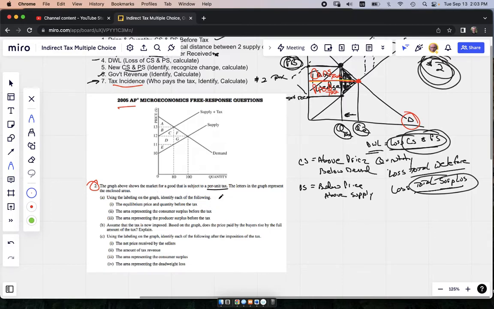The graph above shows the market for a good that is subject to a per-unit tax. The letters in the graph are the areas. Use the labeling on the graph. Identify each of the following: the price and quantity before the tax. Well, we go to our original supply curve.